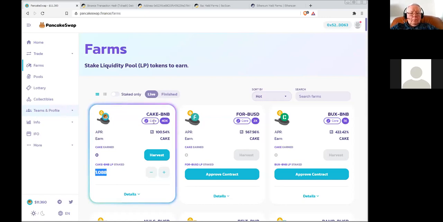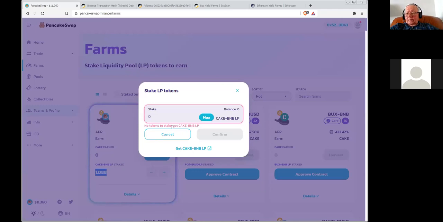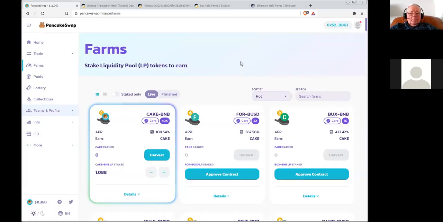For this one to increase, you'd have to harvest, say you had 100 cake. So you harvest them, put them in your wallet, exchange half of those for Binance coins, and then buy more liquidity tokens and come back here and say, add another 2 liquidity tokens if I had them. And then that increases the amount that you're farming.